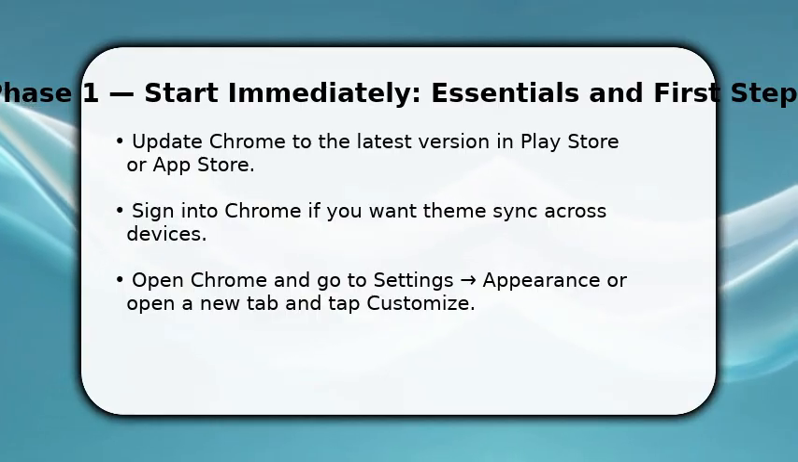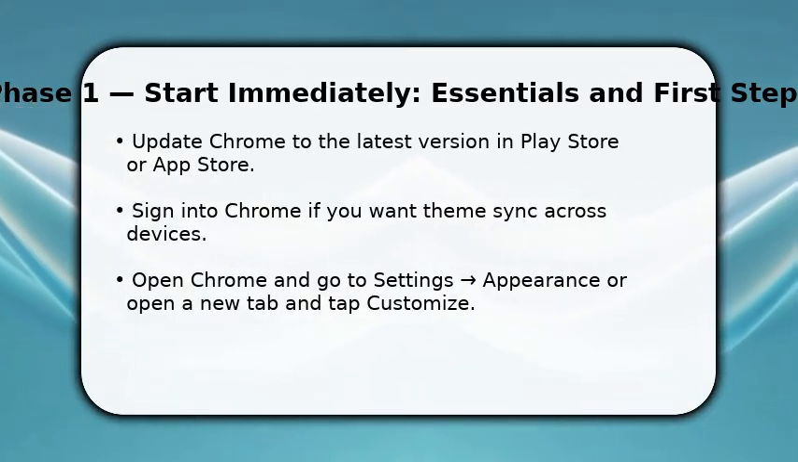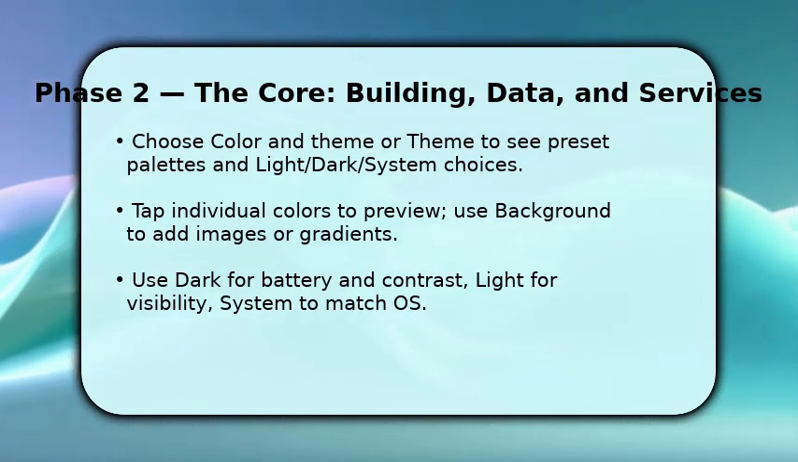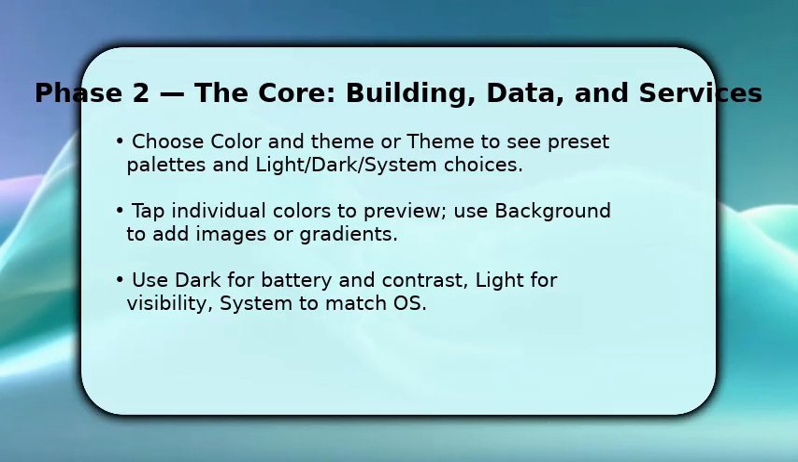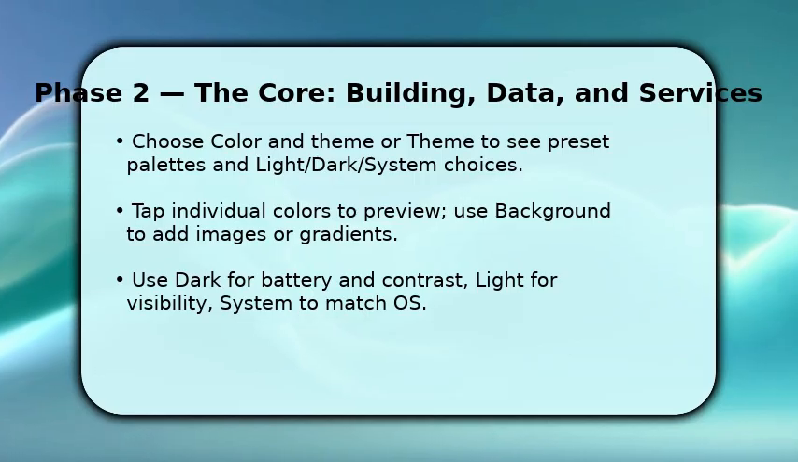Don't waste time. Jump to the Customize area now so you can pick and see theme options immediately. Now you choose the actual visuals. You'll see presets, light versus dark versus system, and a palette of accent colors. Tap any option to preview it on the new tab in Browser Chrome.